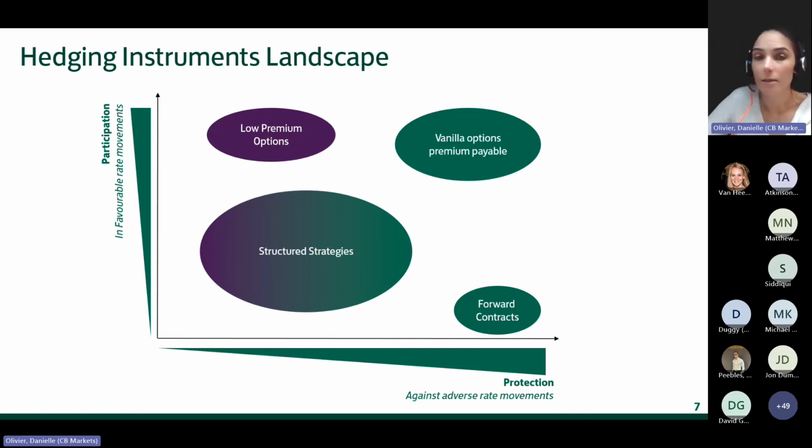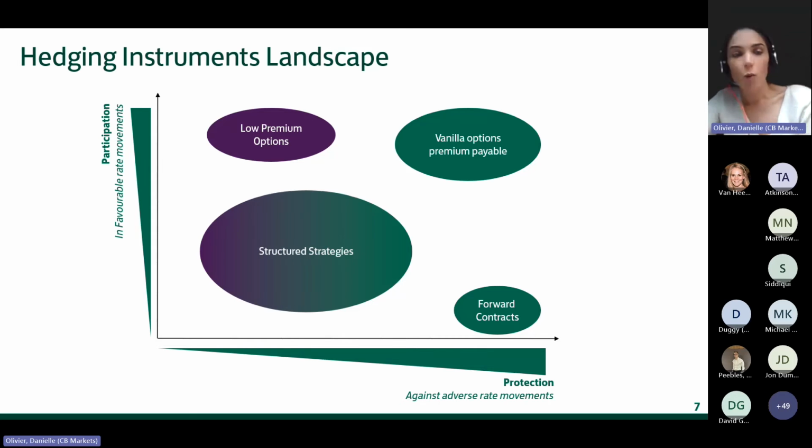However, you have no flexibility. So you must transact at that forward rate, regardless of where the market is at expiry. So very high protection, but no participation. An option contract, however, in the top right-hand corner, gives you full protection because you know your worst case rate at the strike rate. It also gives you full flexibility. It allows you to participate in favorable moves. However, to gain that privilege, you do need to pay the option premium.